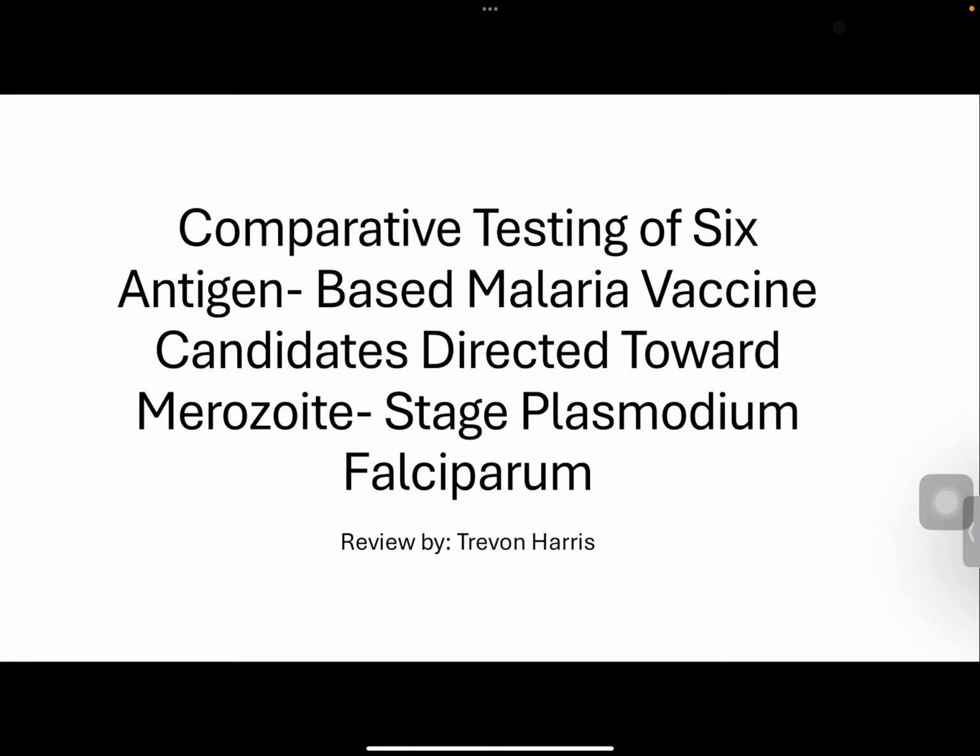All right, so today I'm going to be reviewing the comparative testing of 6 antigen-based malaria vaccine candidates directed towards the merozoite stage of Plasmodium falciparum, which is a strain of malaria.